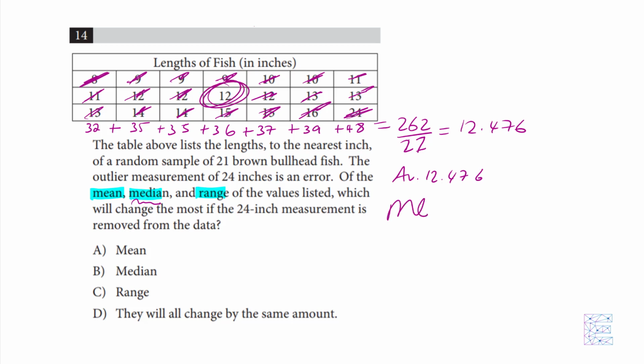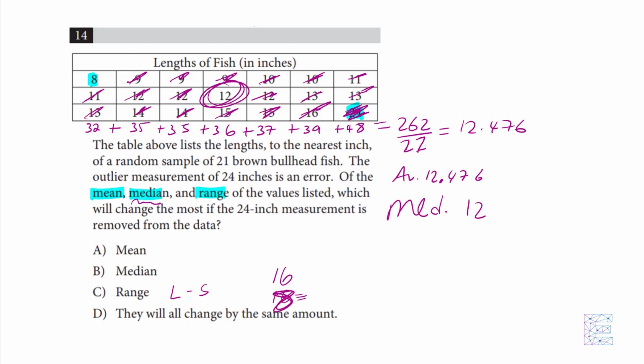So the mean was 12.476. The median is 12, and the range is simply found by taking the largest number minus the smallest number. Well, the largest number is 24, subtract the smallest number, which is 8. This is the original range. Since you still have the 24 in the data, 24 take away 8 would be 16. But if you remove the 24 from the data, you will then have 16 minus 8, and the new range is actually going to be 8.